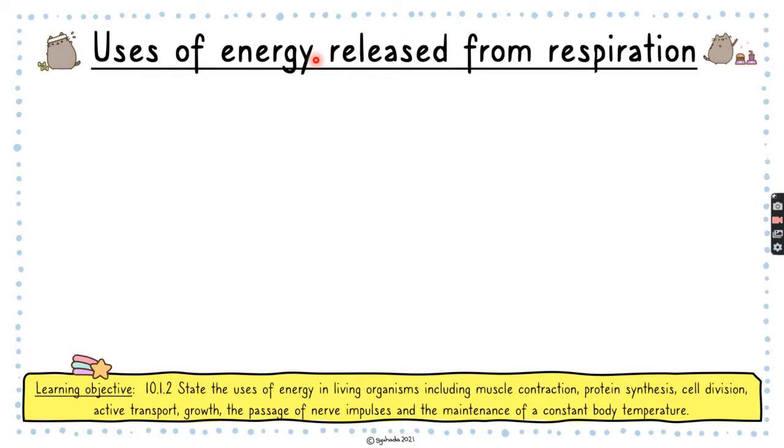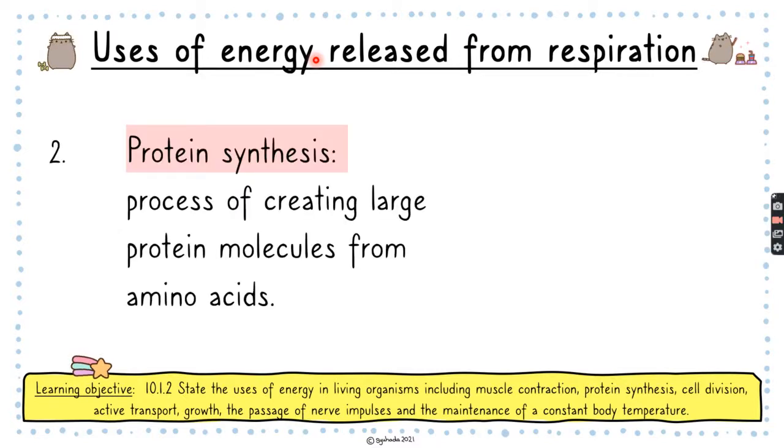All right. So the second use of energy released from respiration is protein synthesis. This word synthesis means to build something, to make something, and create something. So protein synthesis overall is the process of creating large protein molecules from amino acids. So remember that we absorb amino acids after we digest the protein, and then that amino acid that has been absorbed is going to also be used in our cells to make other protein molecules, for example, your enzymes.